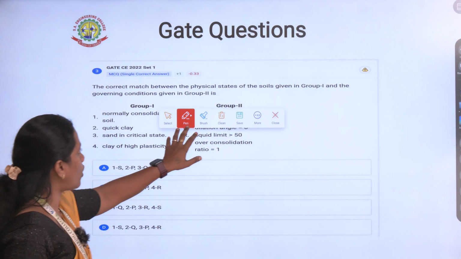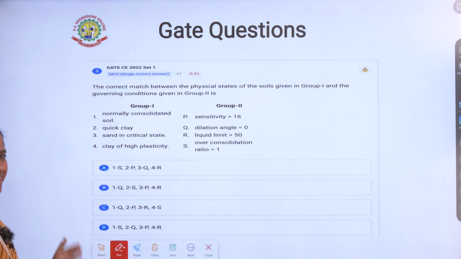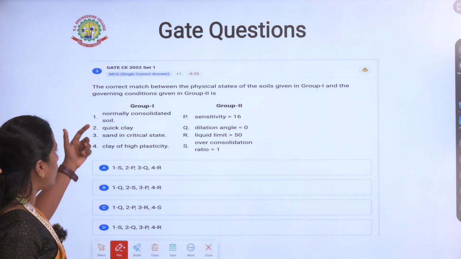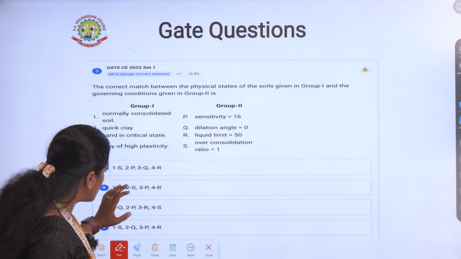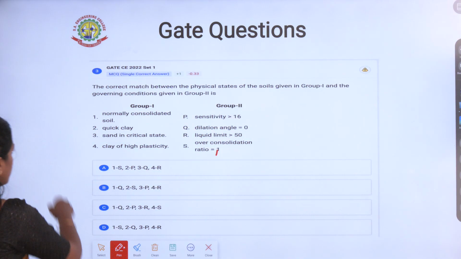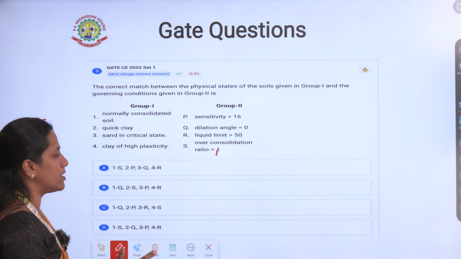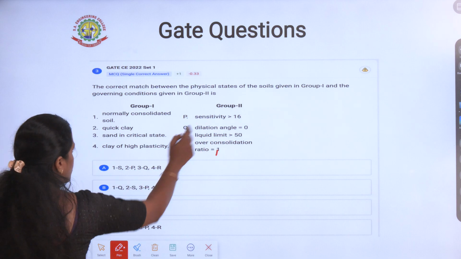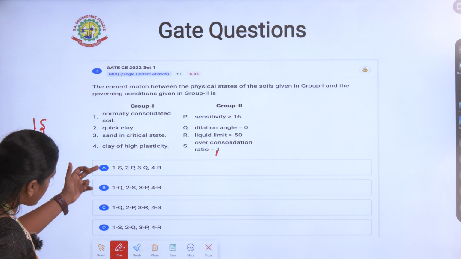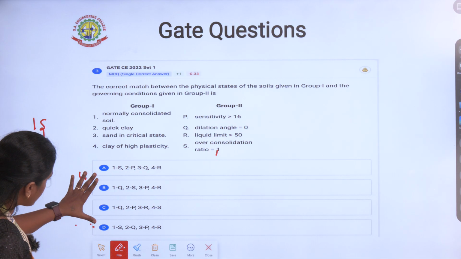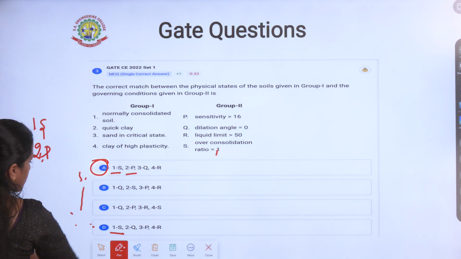Next question is based on normally consolidated soil. This is group 1 and group 2, which we are studying in the match. Like normally consolidated soil, here the consolidation ratio will be equal to 1, so that is 1S. Then quick clay, in the sense its sensitivity is more, will have a sensitivity of greater than 16, which is 2P. Here 1S and 2P. We have 1S in both the options and 2P in only one option, so this is our option.